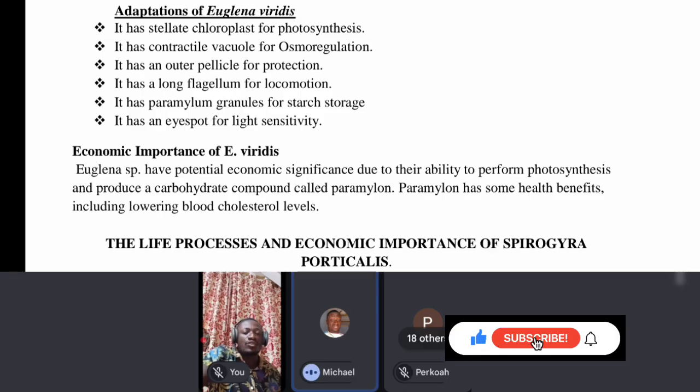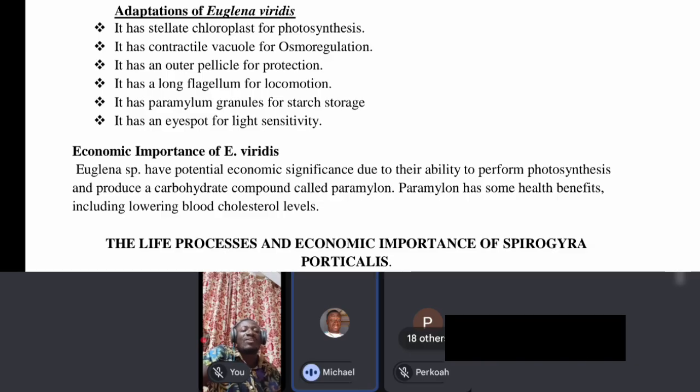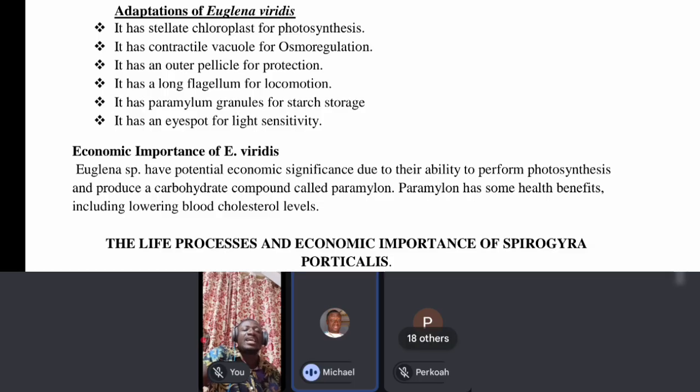As I told you, economic importance in biology is not about GDP or the dollar rate or the rest. What is the economic importance in biology? It refers to any role it plays. It could be bad or good importance. Even if it kills human beings, that is its economic importance.